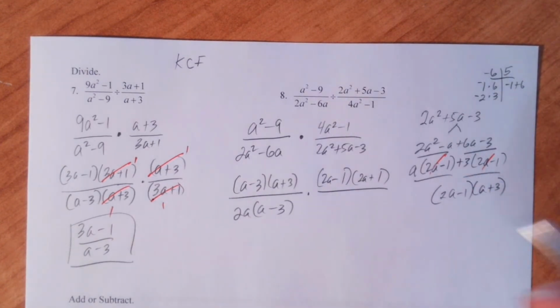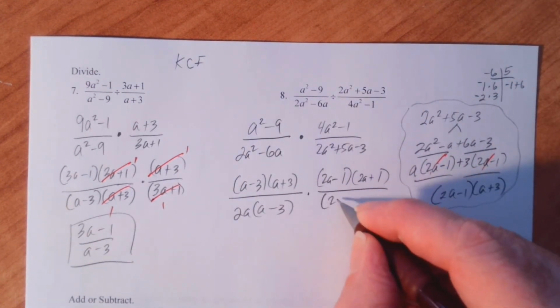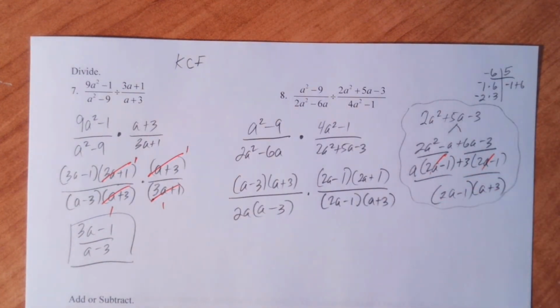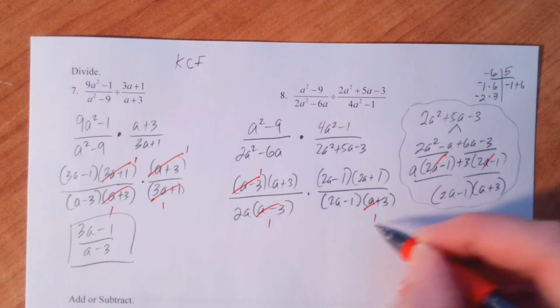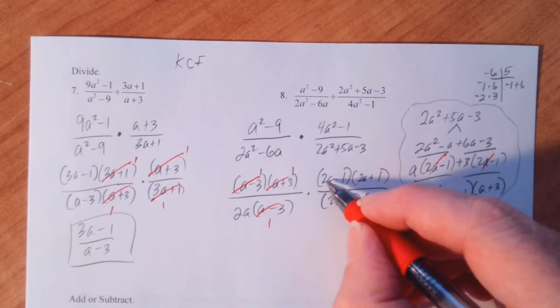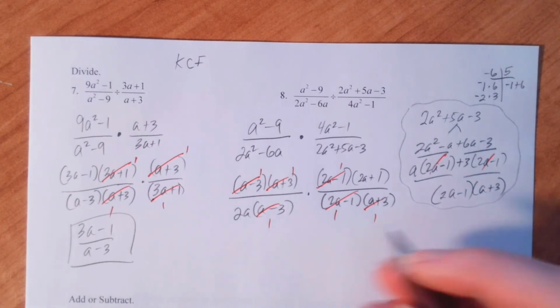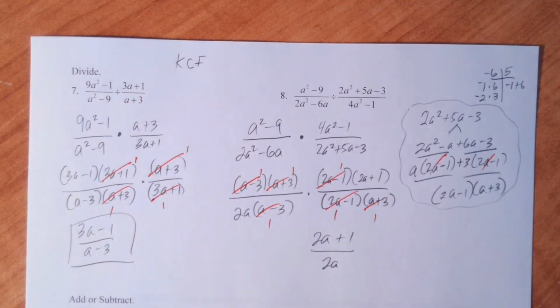And so finally I can put those in. I'm going to go ahead and just put this in a little box over here. We just factored this trinomial here. We got 2a minus 1 times a plus 3. So there's a lot of stuff that factors or cancels here. We got the a minus 3's here, we got an a plus 3, and we've got a couple of 2a minus 1's. So we end up with 2a plus 1 over 2a. Looks like that's all that's left.